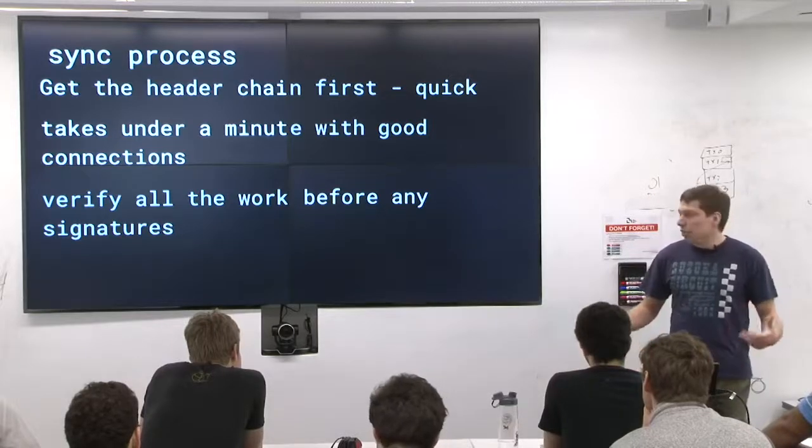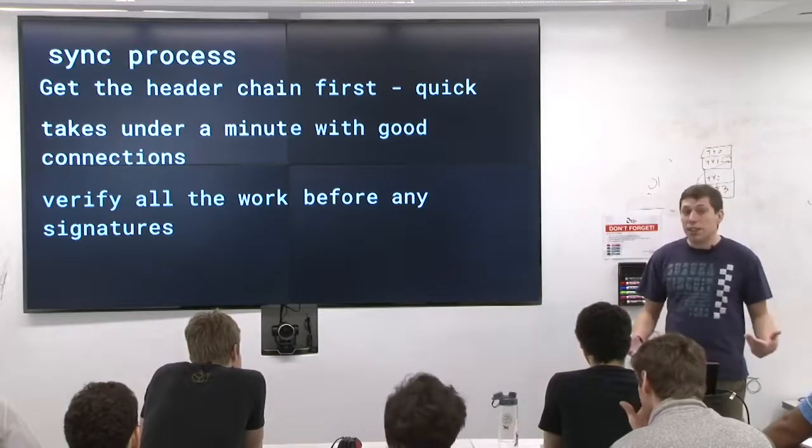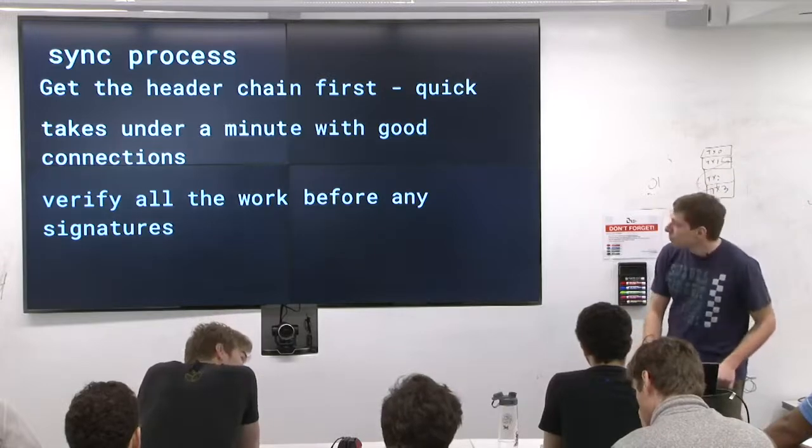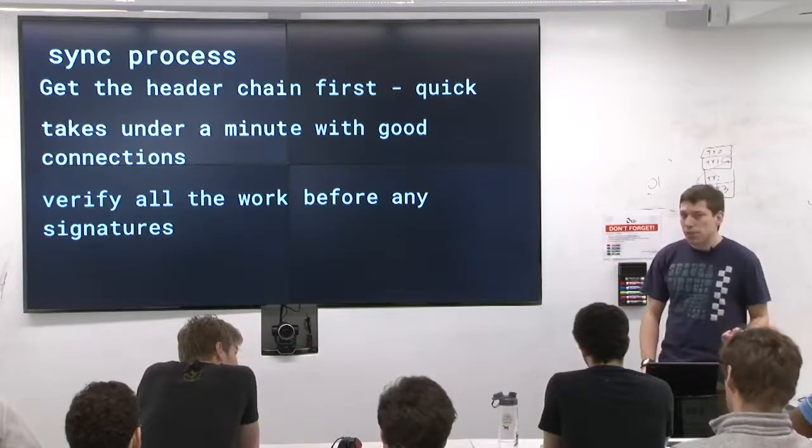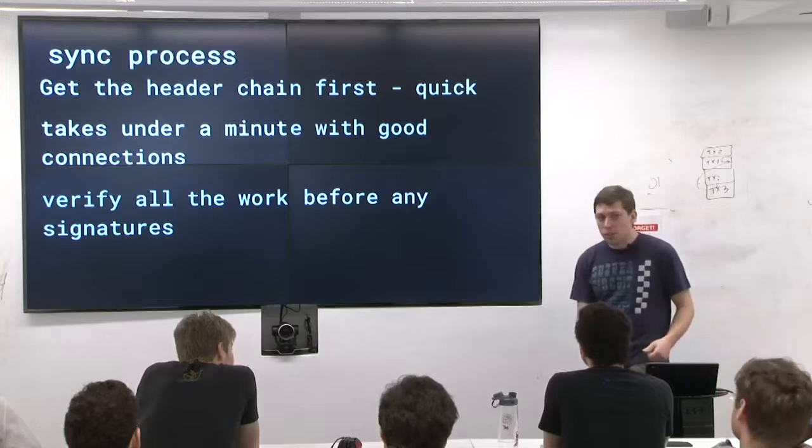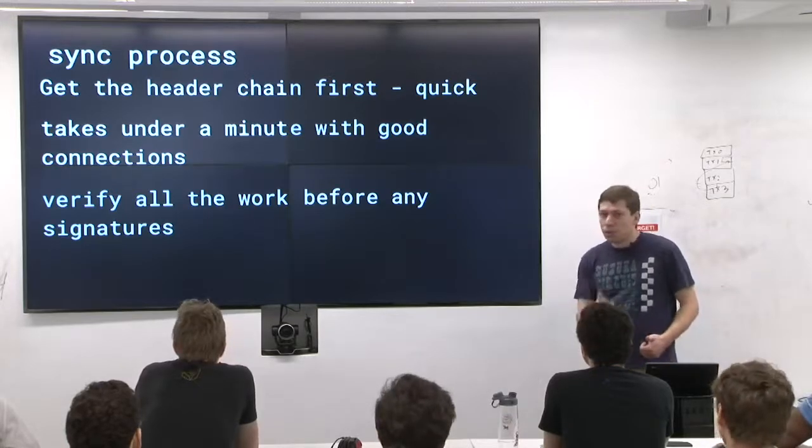So then you've got 500,000 headers, and now you need to actually download the blocks. Okay, any questions about header synchronization? Seems pretty straightforward.